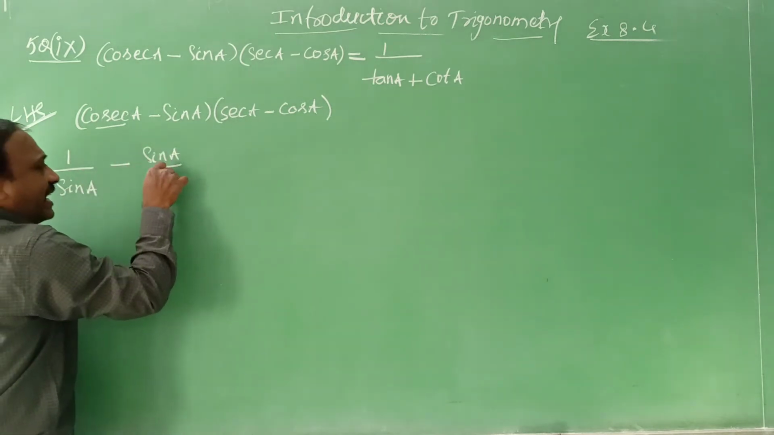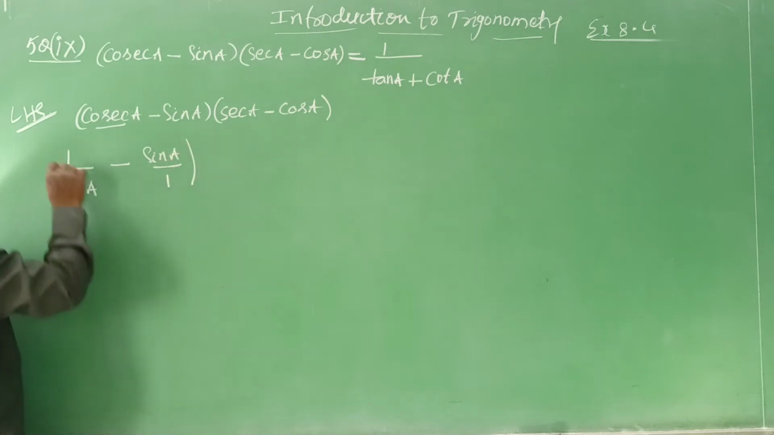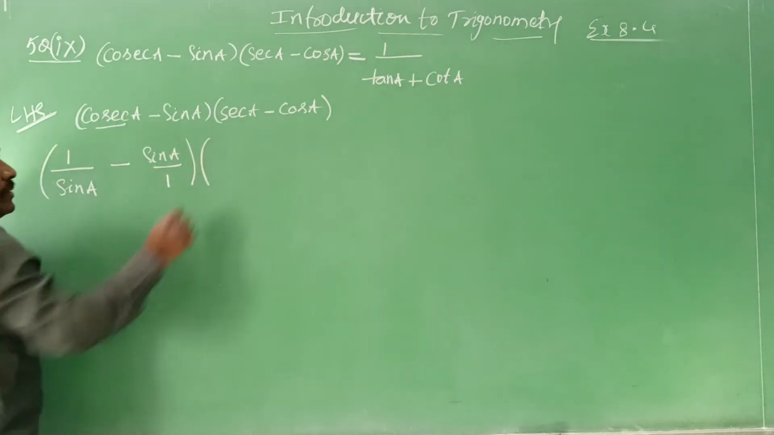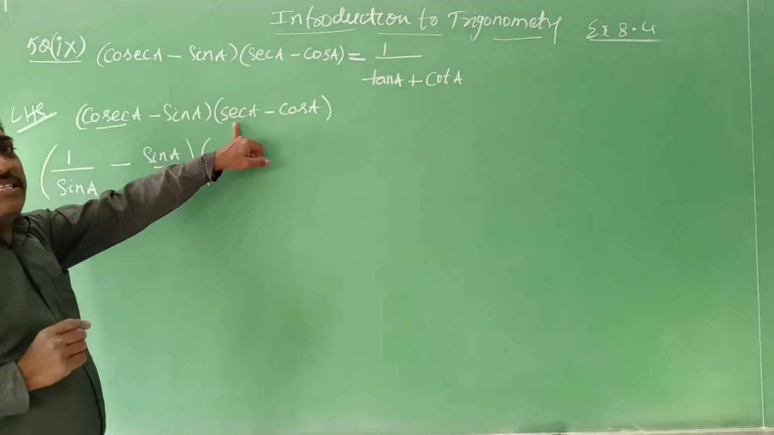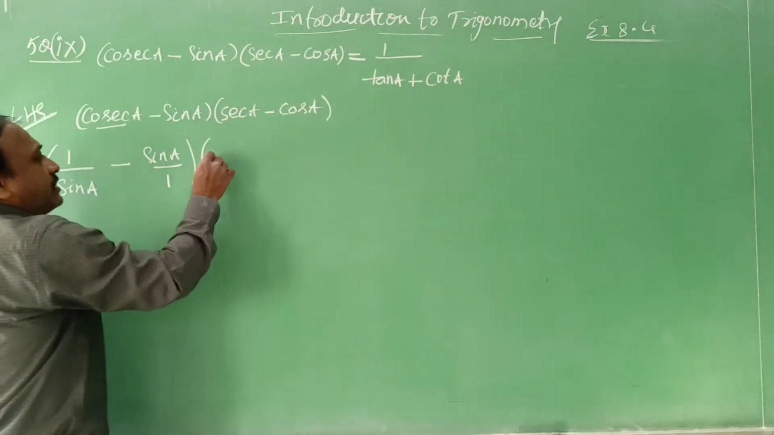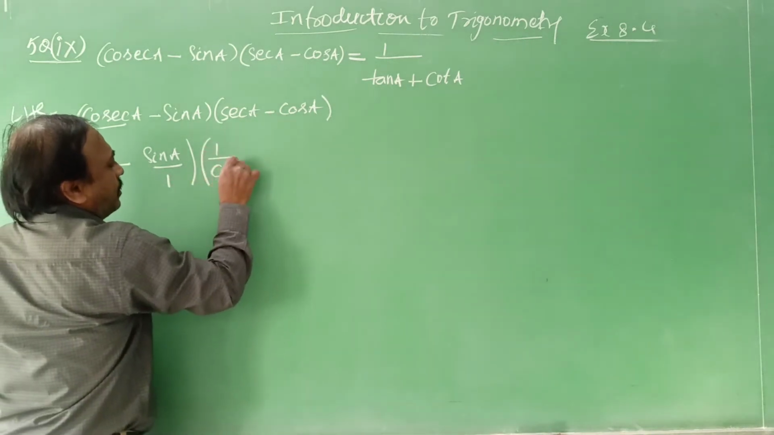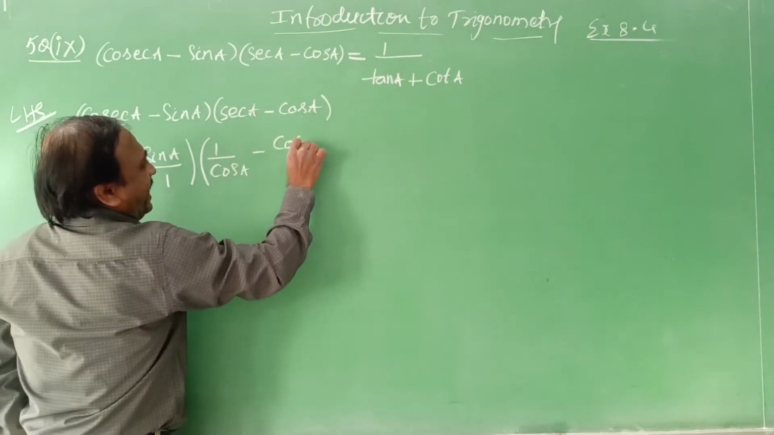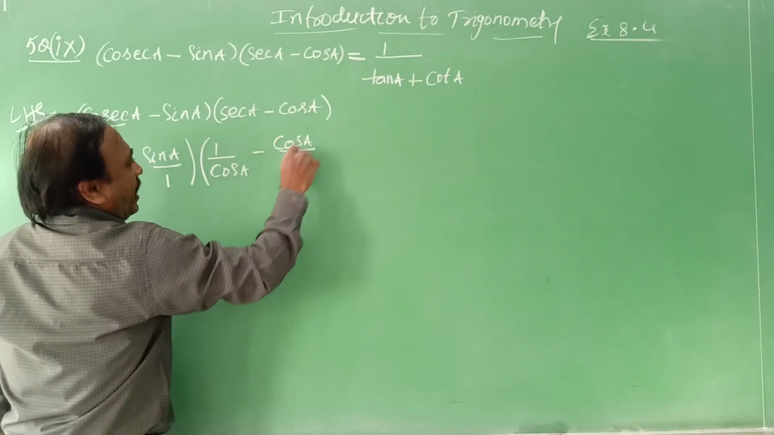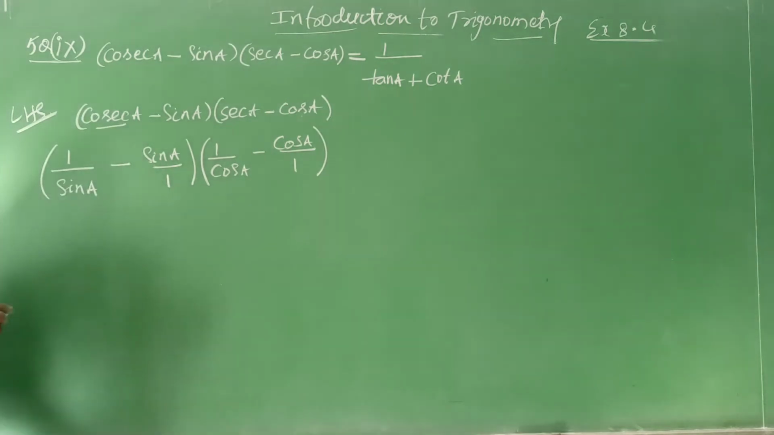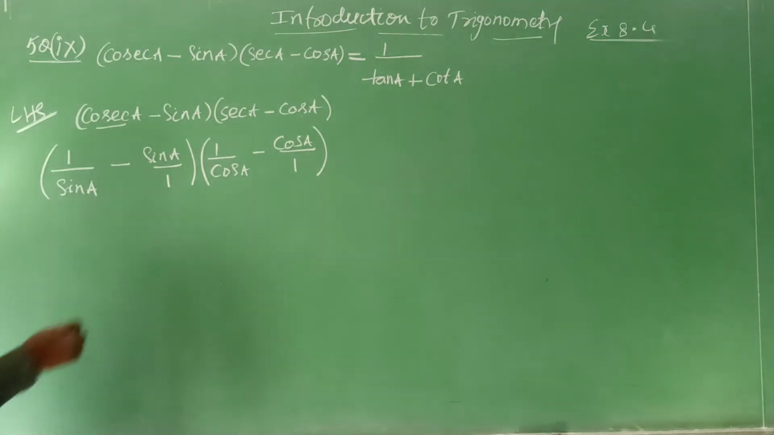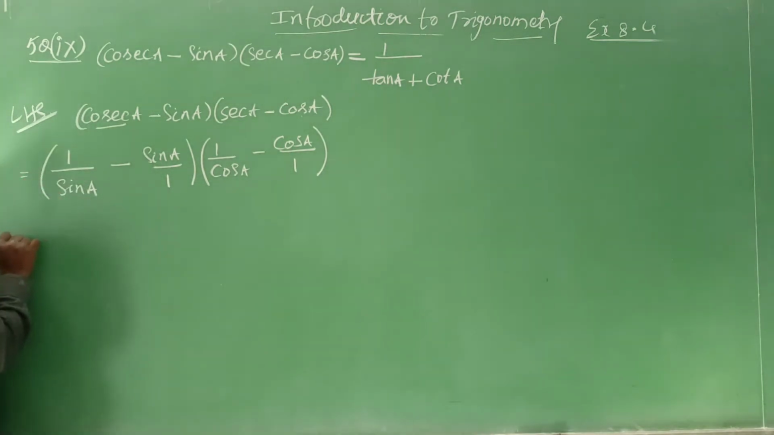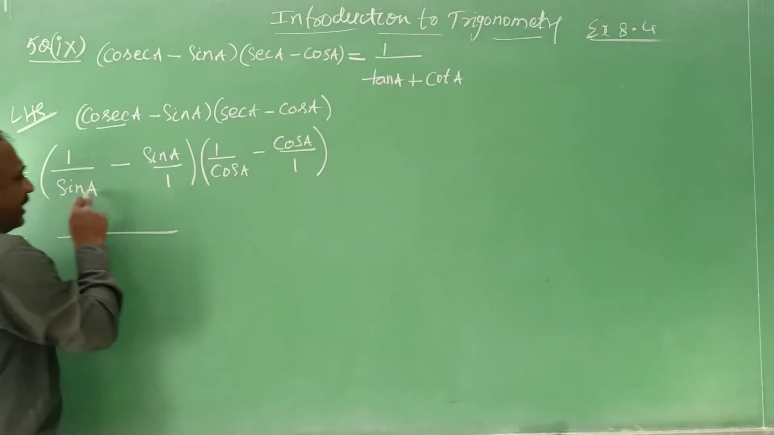Here we can write this as 1 by 1. Now secant A is the reciprocal of cos A, so 1 by cos A minus cos A, and this is also over 1. For our convenience, to take the LCM, we are writing it as 1.